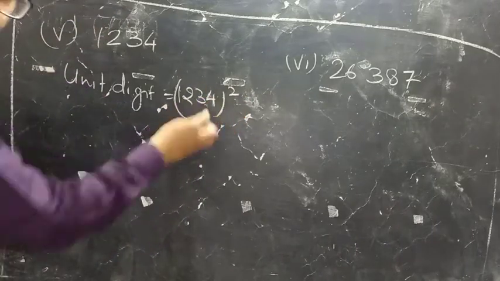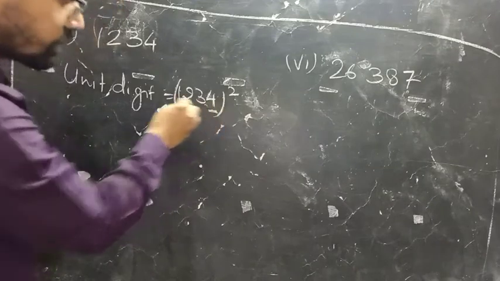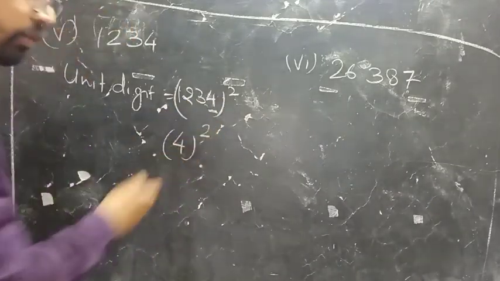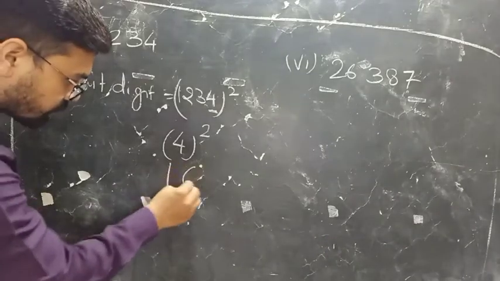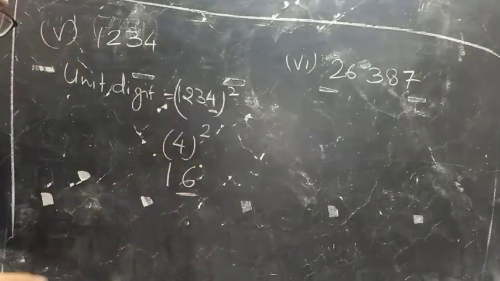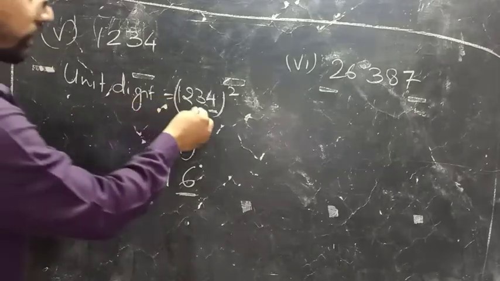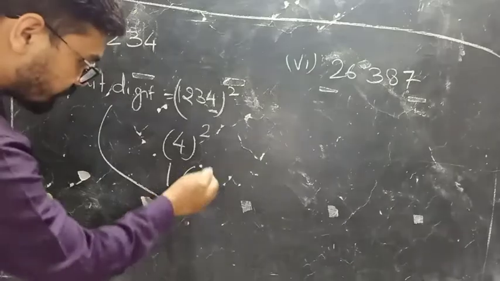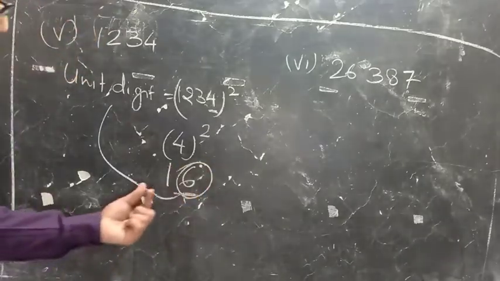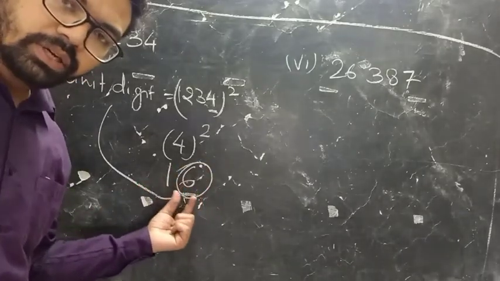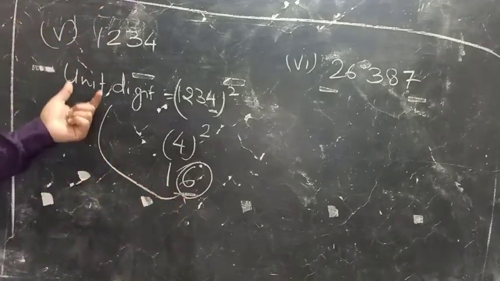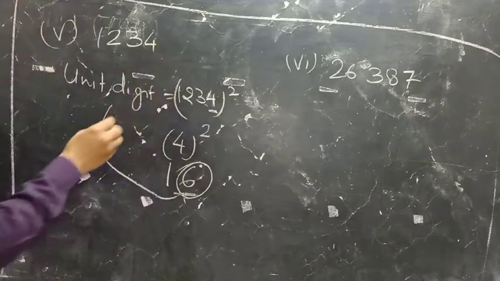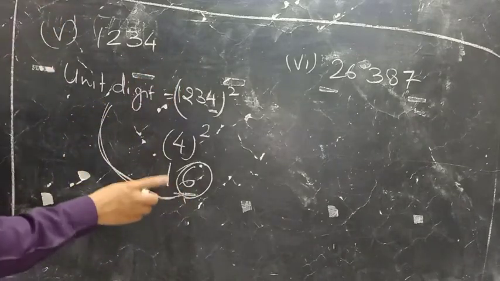So 1234. What is the unit digit? 4 is the unit digit of this number. So you need to calculate the square of 4. What is the square of 4? 16. So the unit digit is 6. So the unit digit of 1234 whole square is equal to 6. So 6 is your answer. Is this clear to you all? The unit digit of the square of 1234 is equal to 6.